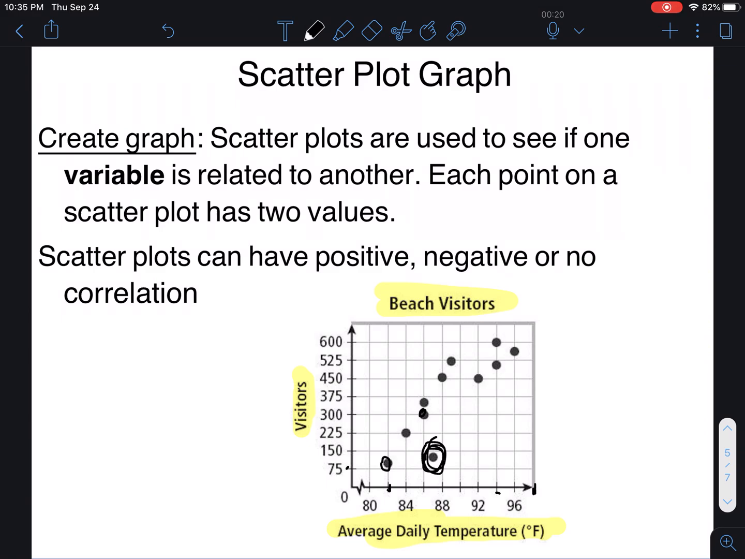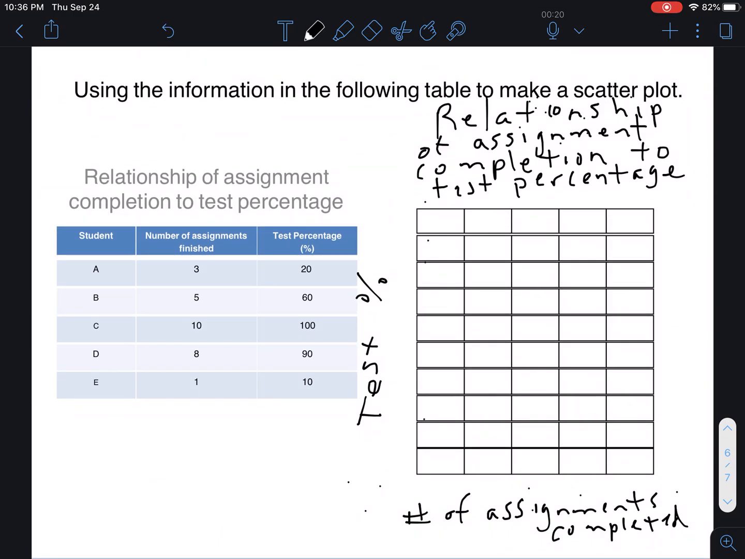That's a point that doesn't seem to fit the general trend. But if you look at it, generally speaking, there is a relationship. As the temperature goes up, which is going from left to right, this is your temperature going up, there are more visitors visiting the beach. So that's why you've got a general trend here going like that. And that's a scatter plot graph. Very useful.